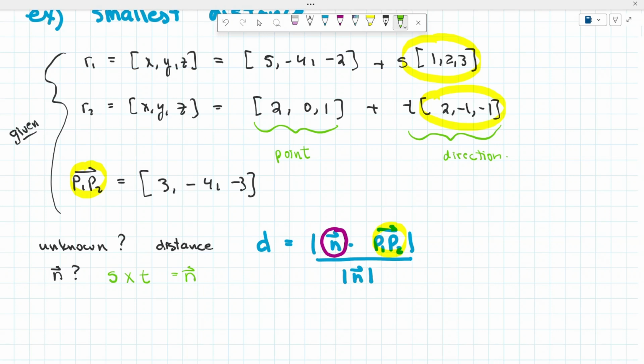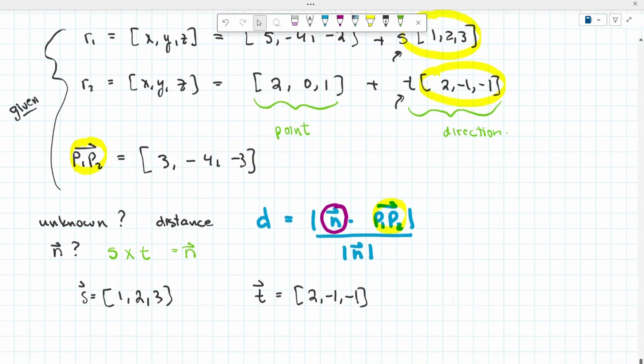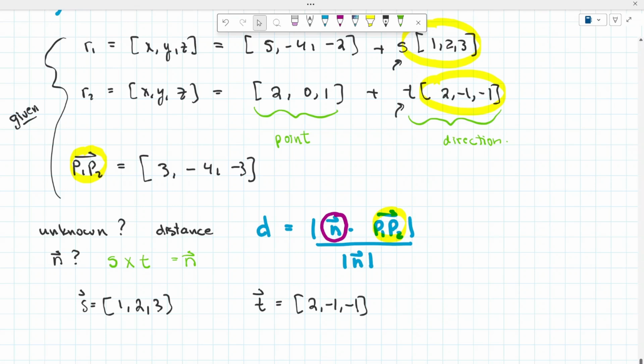So let's go ahead and write out that cross product. We have our s vector, which equals 1, 2, 3. We're just going to name this our s vector, and then we'll name this our t vector, which is 2, -1, -1. Not to be confused: in the case over here and over here, s and t are just possible scalar multiples. That can work, but we're just going to use this for labeling purposes right now.